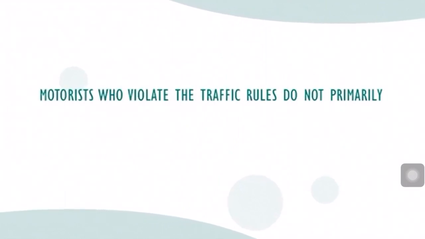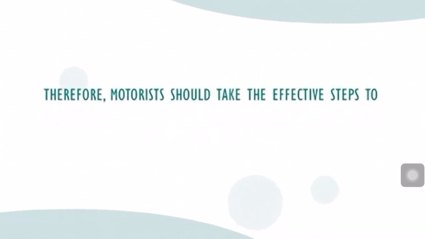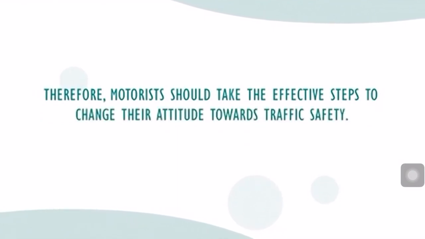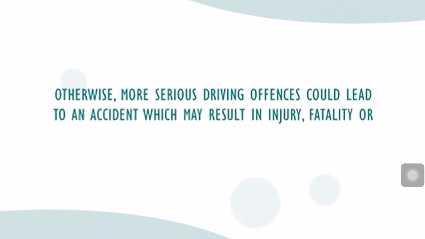Motorists who violate the traffic rules do not primarily lack driving skills, but lack a positive attitude towards social responsibilities. Therefore, motorists should take effective steps to change their attitude towards traffic safety. Otherwise, more serious driving offences could lead to an accident, which may result in injury, fatality, or property damage.